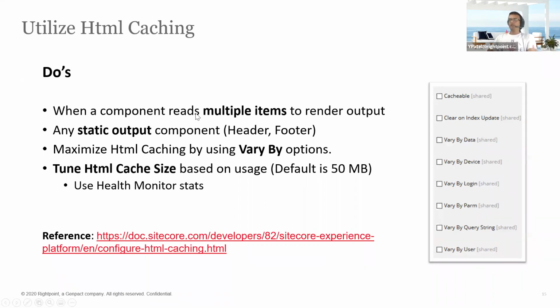So when should we add it? When there is any component which is reading multiple items and calculating the output. So that's where we should use HTML caching. The classic example is header and footer, because header and footer always read the same items, maybe sometimes different based on the context, but in most cases they will use the same items, and it doesn't make sense to read the same items again and again to generate the output. So definitely we can go with header and footer.